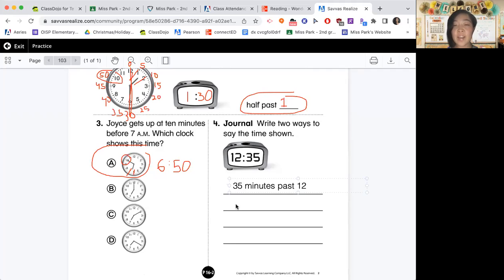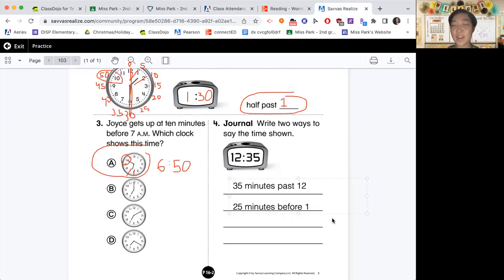12. Very good. And then this other way is a little bit confusing. You would have to know how much more time it is till 1. So let's see. If it's at 35, then 5, 10, 15, 20, 25. Or you could say it's 25 minutes before. What time is it going to be after 12?